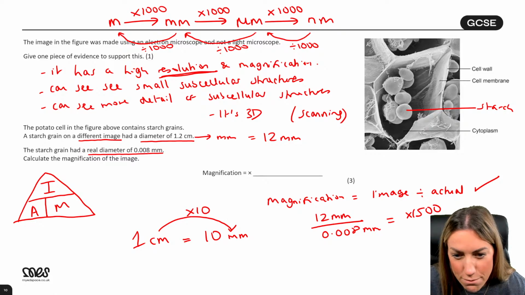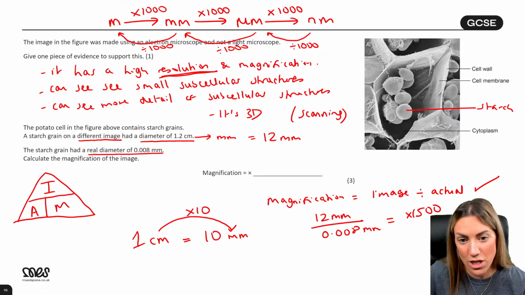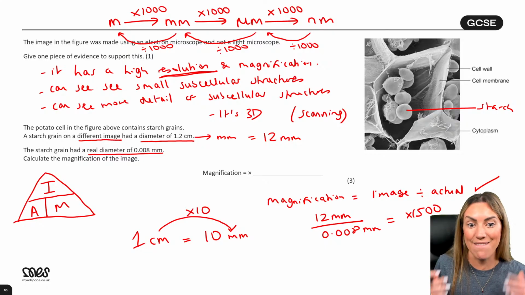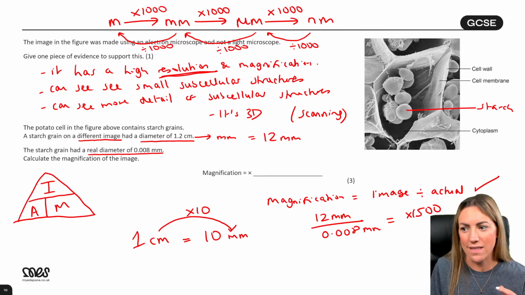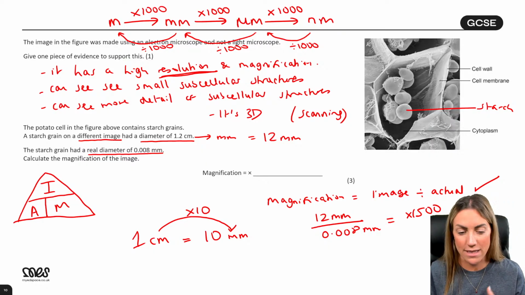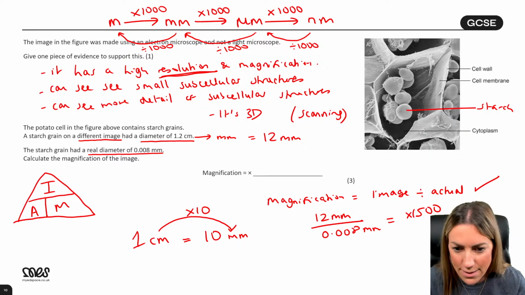Do we convert to millimeters or micrometers? For magnification, it doesn't matter which unit you use, as long as they're in the same units. So like here, I had one in centimeters and one in millimeters. That won't work. So I converted the centimeters into millimeters, but I could have converted the millimeters into centimeters, as long as they're in the same units.